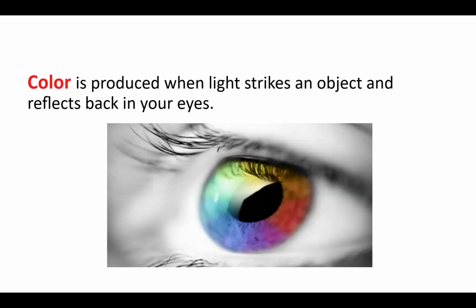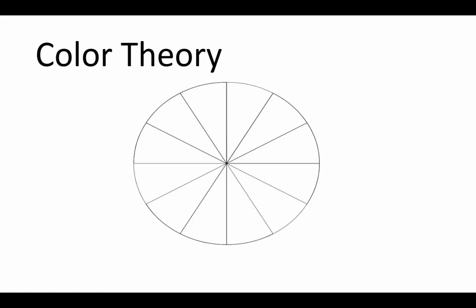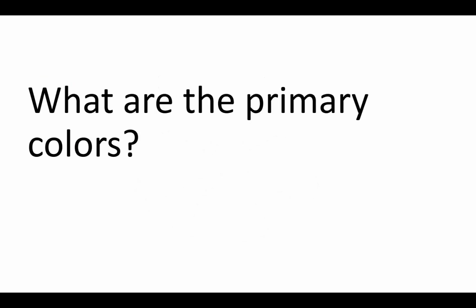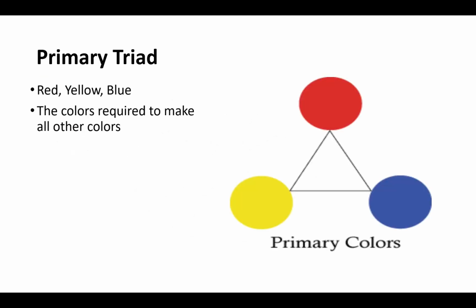I have a whole chapter about this. You learn all about these concepts. I'm excited for you. Okay, let's talk about color theory. So what are the primary colors? We have our primary triad, our red, yellow, and blue. And these are the colors that are required to make all other colors.